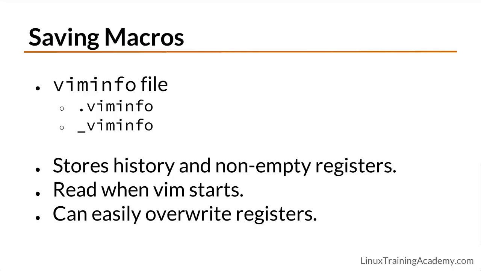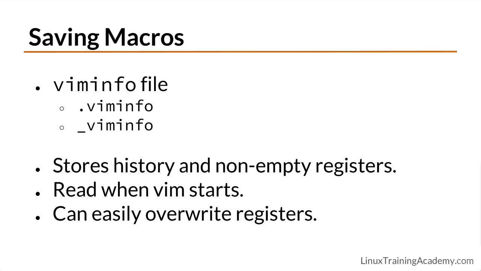Let's say you want to save one of your macros for future use. There are a couple of ways to go about this. One is relying on the Viminfo file, which is stored in your home directory as .viminfo for Unix-like systems such as Linux and Mac, and _viminfo on Windows systems. The Viminfo file stores a lot of information like the command line history, the search history, and the contents of non-empty registers. When Vim starts, it reads the contents of the Viminfo file.